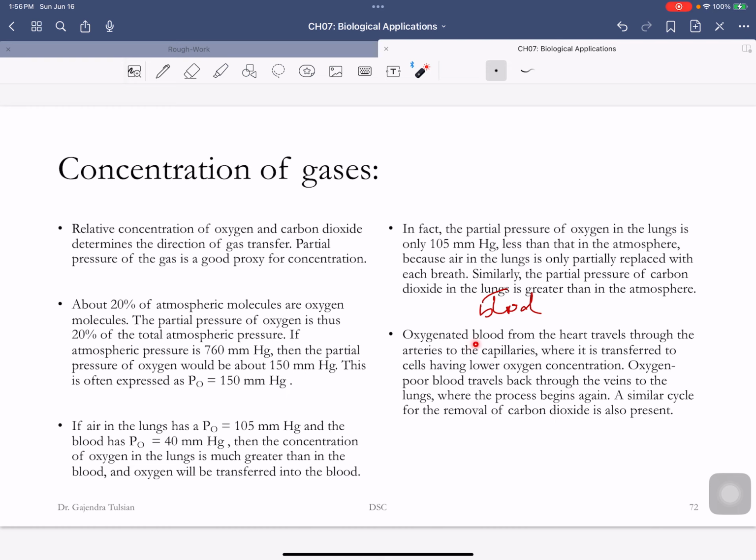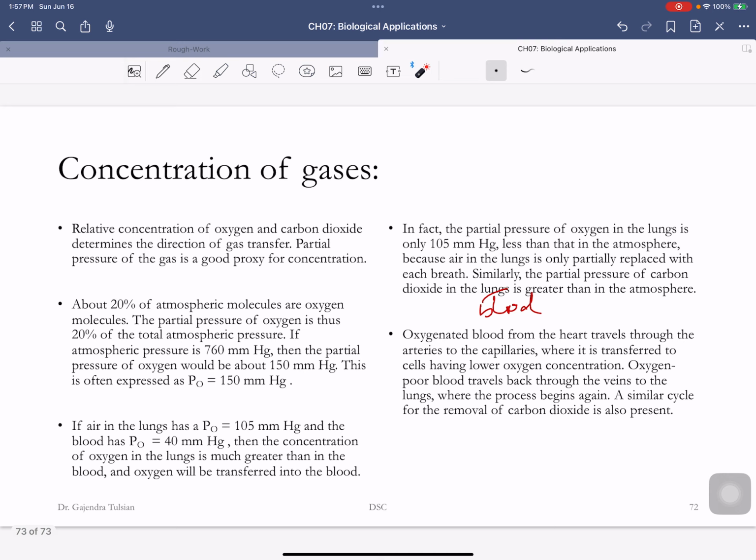Oxygenated blood from the heart travels through the arteries to the capillaries, where it's transferred to the cells having lower oxygen concentration. Oxygen-poor blood travels back through the veins to the lungs, where the process begins again. So anyway, in the lungs, the gases are exchanged via diffusion.